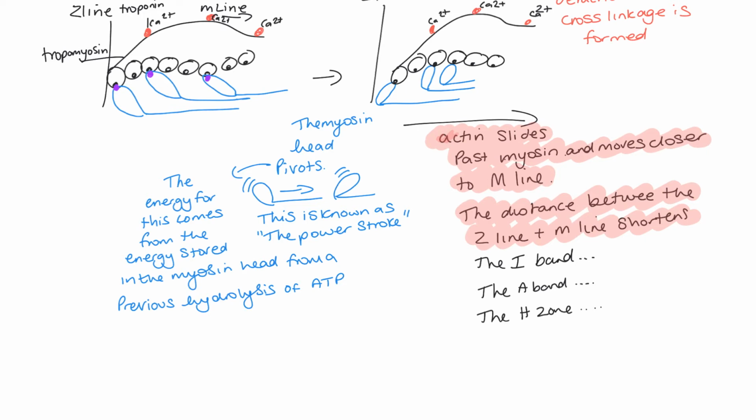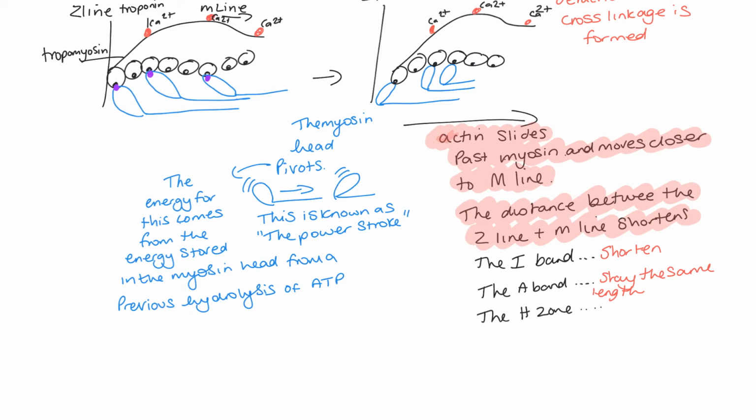The I band will get shorter. The A band will just stay the same length, because remember, the A band is the area that contains both actin and myosin, and neither of them have actually shortened in length. It's just the actin has moved, so that now there is more overlap between actin and myosin than there was before.